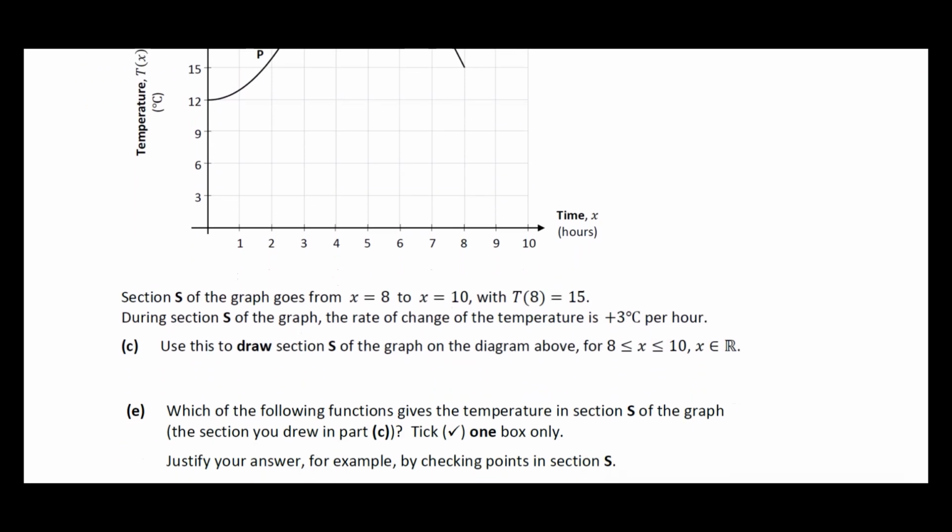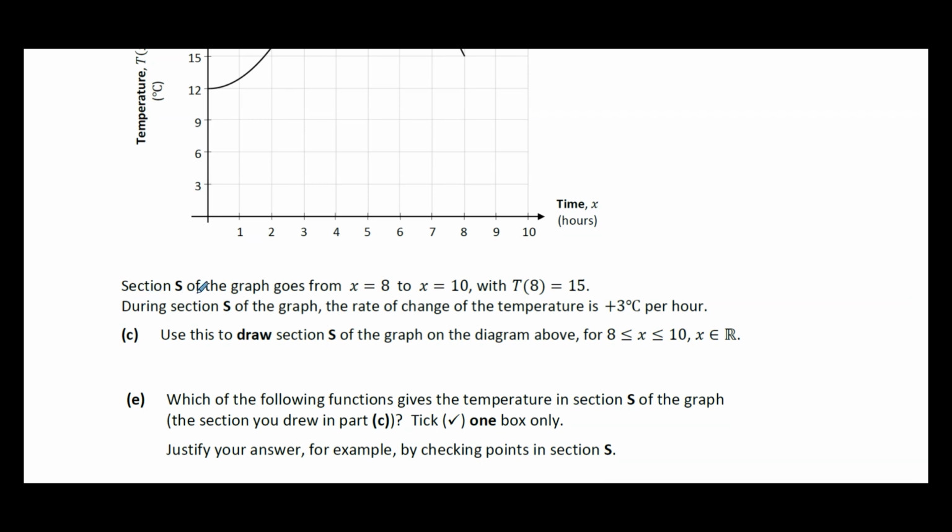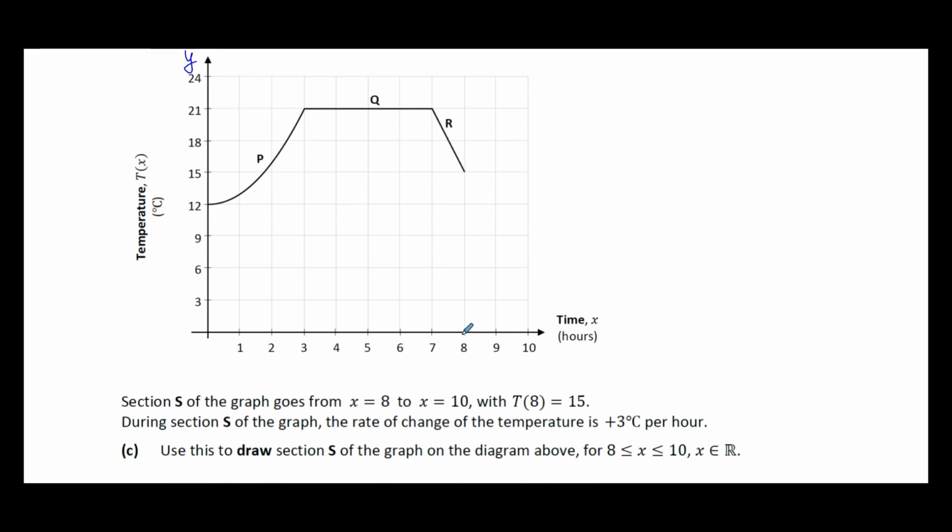Okay, and then let's have a look at part C. Section S of the graph goes from x equal 8 to x equal 10. Now, what does that mean? That means that when x is equal to 8, y, or temperature in this case, is equal to 15. When time is 8 hours, the temperature here is 15.